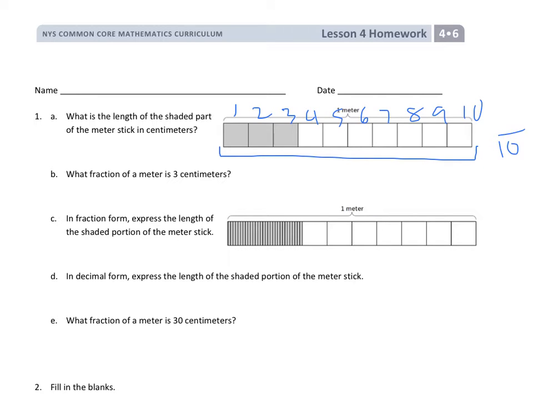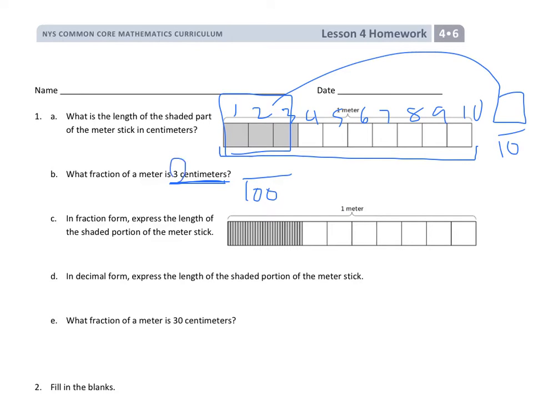The question for A says, how many parts are shaded? So that would become the numerator. And then it says, what fraction of the meter is 3 centimeters? Students should remember that the centimeters were these smaller parts. We know there's 100 centimeters in the meter, and they want to represent 3 of those, and that would be the numerator.